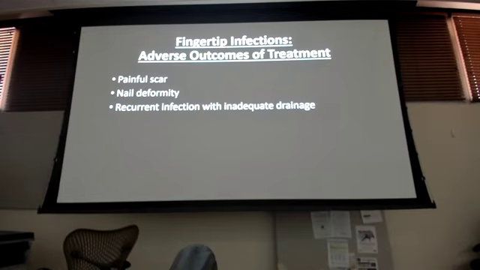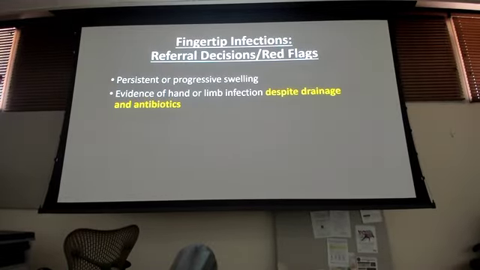Okay? Recurrent infection with inadequate drainage, I already talked about that. You don't get all the pus under pressure, it's coming back. Okay, that's called an incomplete evacuation. Okay? Red flags, persistent progressive swelling, especially if you're worried about septic tenosynovitis, right? It's on the palmar side. You definitely want to refer that. Evidence of hand or limb infection despite drainage and antibiotics.